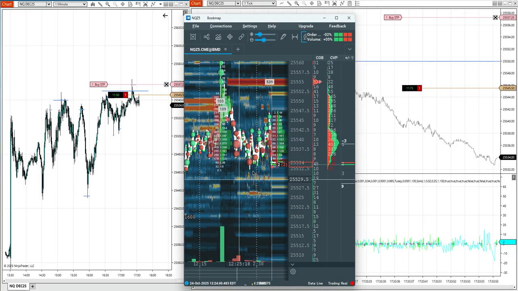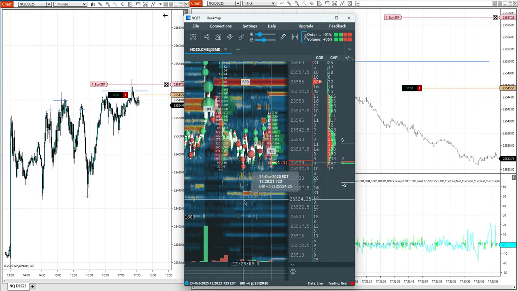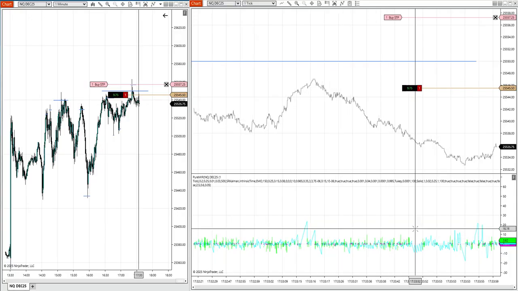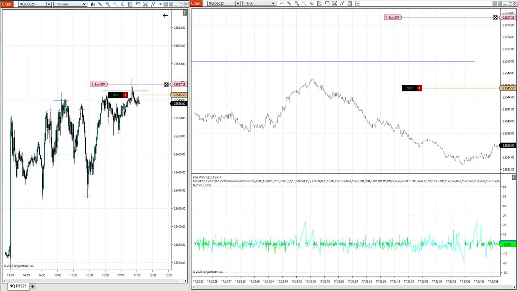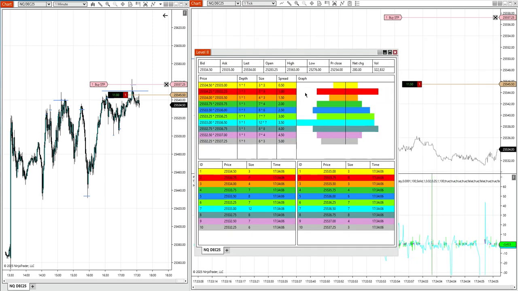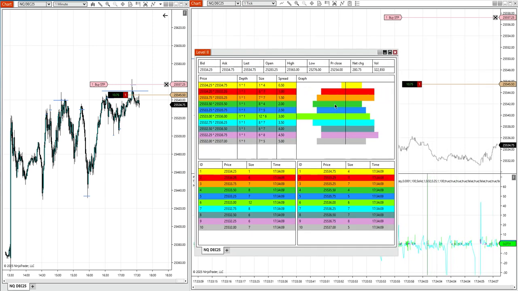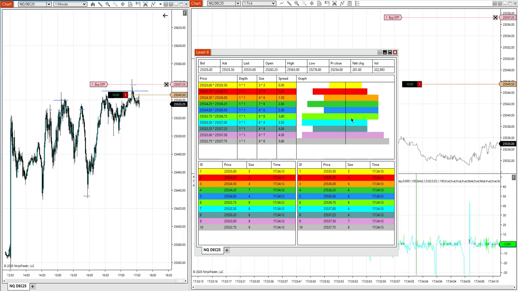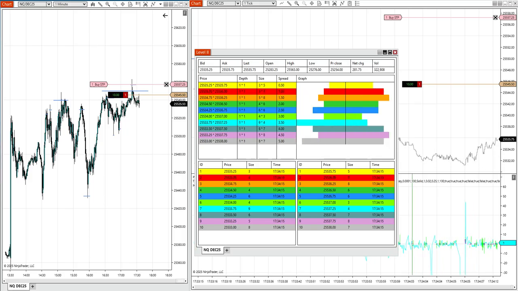Market by order level 2 and something to quantify the data. So the level 2 looks like that on NinjaTrader, which is pretty disgusting. Which is why I like to have Bookmap up as well.